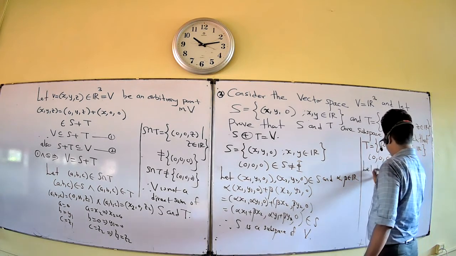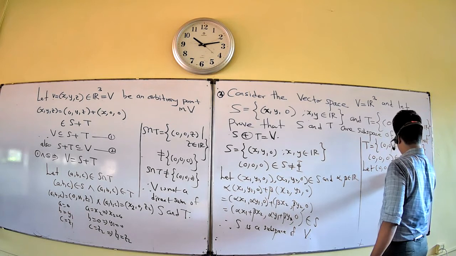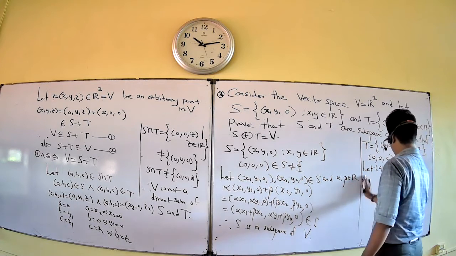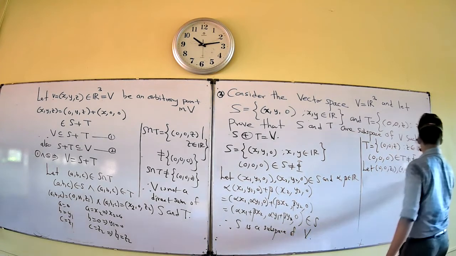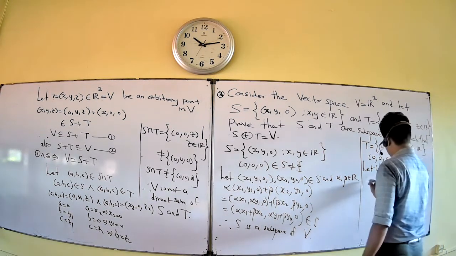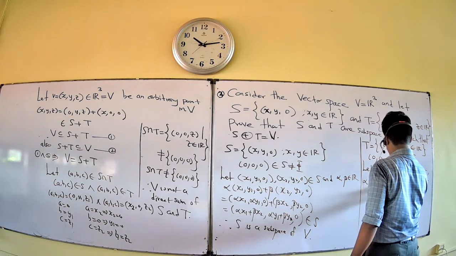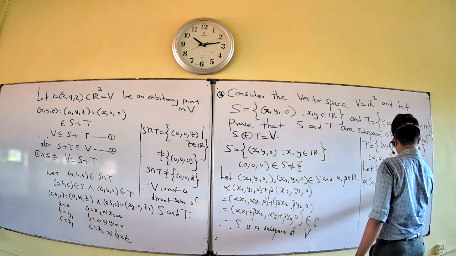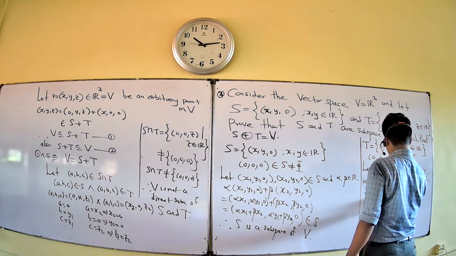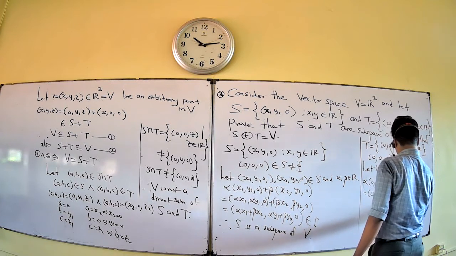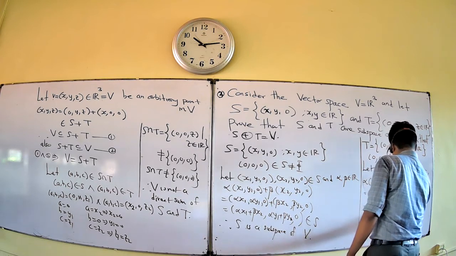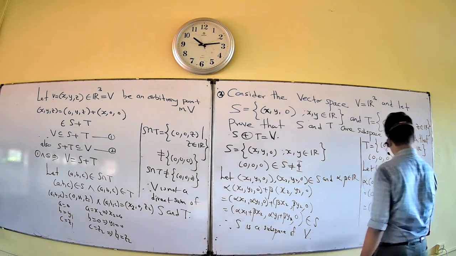Let (0, 0, z1) and (0, 0, z2) belong to T. So, and also you take two scalars, alpha, beta belong to the real numbers. So alpha times (0, 0, z1) plus beta times (0, 0, z2). So it is (0, 0, alpha z1) plus (0, 0, beta z2). It is (0, 0, alpha z1 plus beta z2). Therefore, this belongs to T.